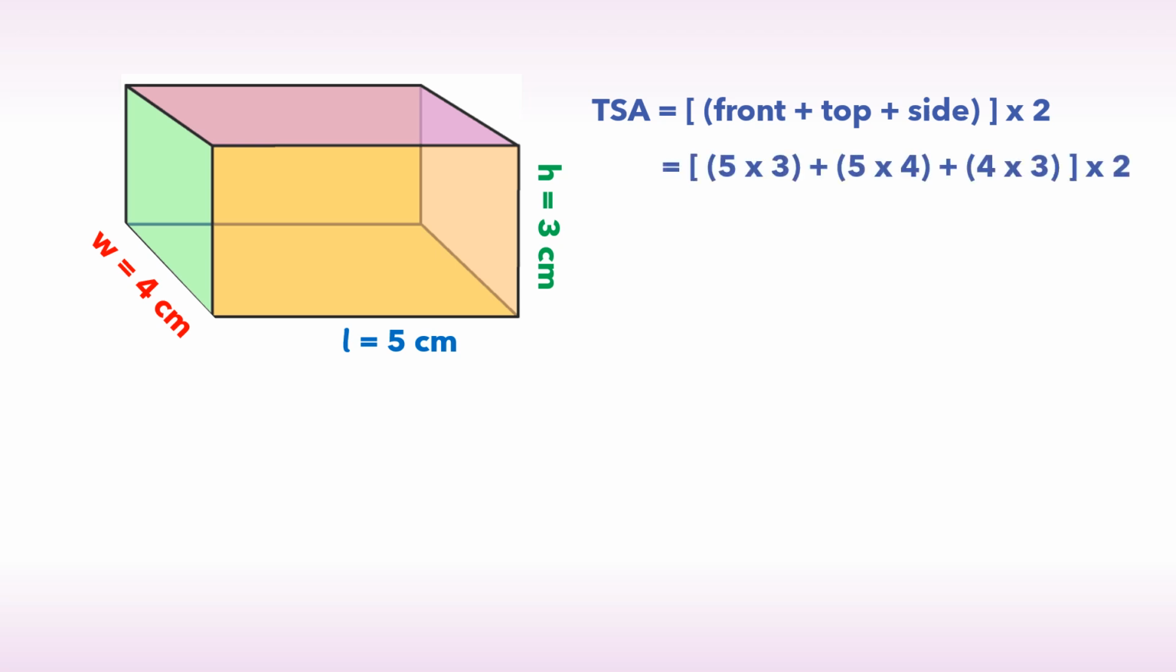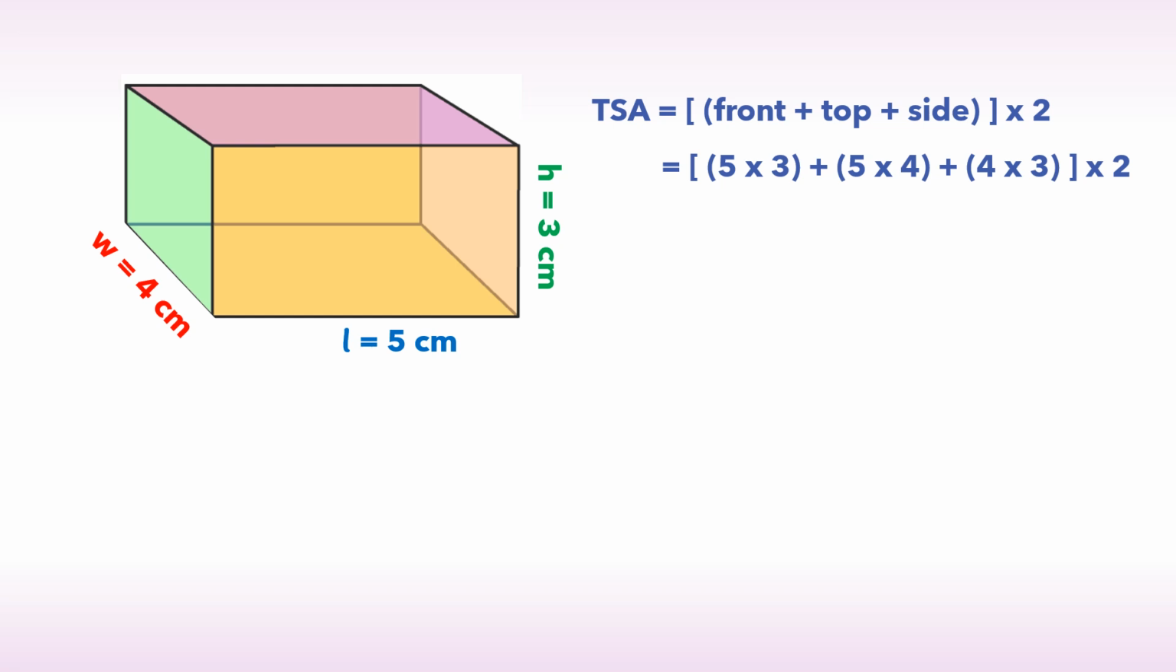Then the top is the purple part. The purple part is the length times the width, which is 5 times 4. And then the side is the green part, which is the width, 4, and the height, 3. So it is 4 times 3. Then we put that all into bigger brackets and we say times 2.